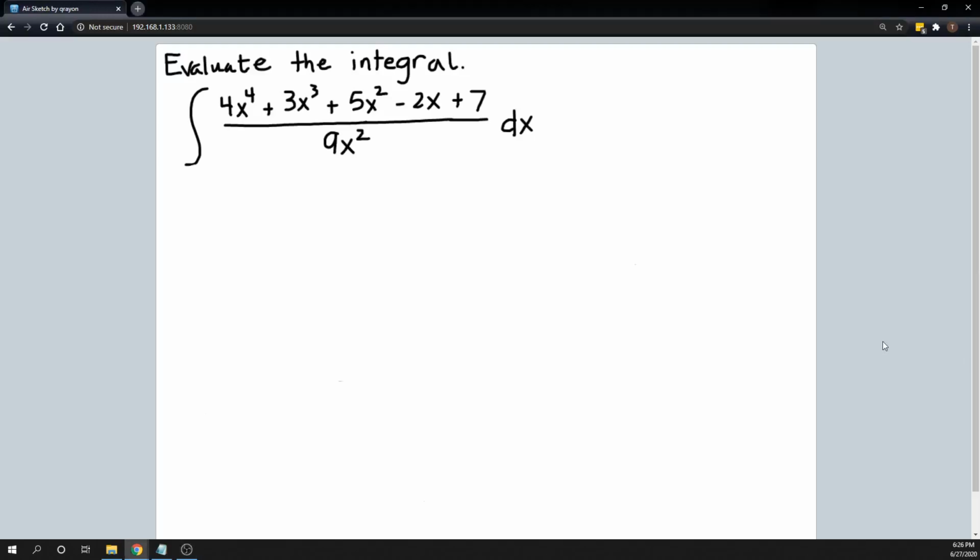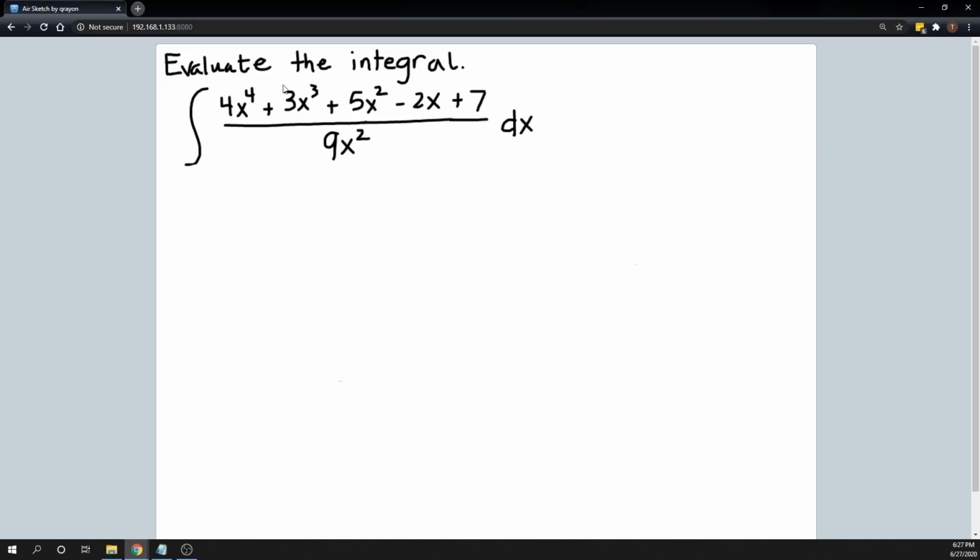In this video, we are going to look at integrating a rational function. Remember, a rational function is a polynomial over another polynomial. So this technique is going to work only if there is a single term down here in the denominator. If you have more than one term down there in the denominator, then there are different methods, and it's generally going to be a more complicated problem.